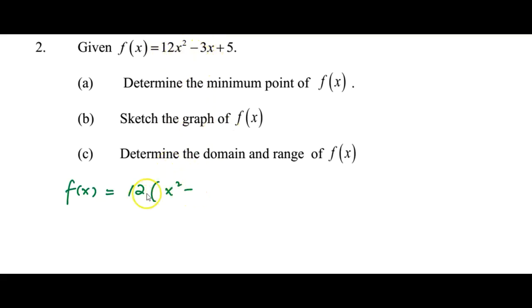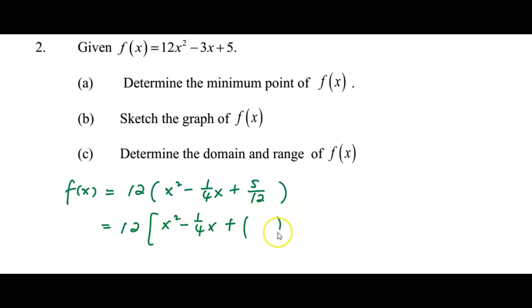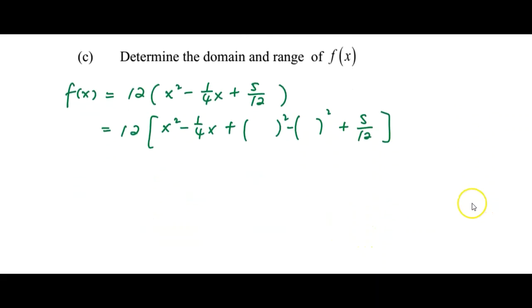And then when you factor out the 12 here, you will get negative 1 over 4 x, so 3 divided by 12, simplify, you will get 1 over 4 x plus 5 over 12. So now the completing the square, I'm going to do inside this bracket. Copy down the first two terms, add in the two brackets. One is the positive bracket square, the other one is negative bracket square, and the constant I will put at the end. So what should I fill in this bracket? I'm taking the coefficient of x, that is negative 1 over 4, and divided by 2, you get negative 1 over 8. The same thing over this bracket.